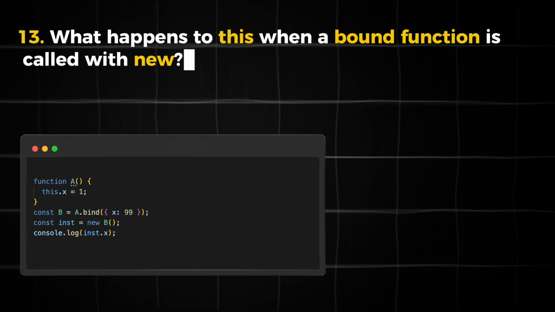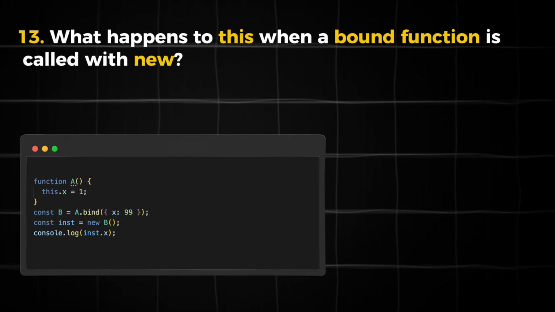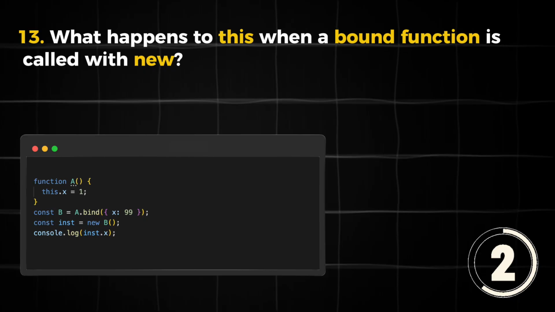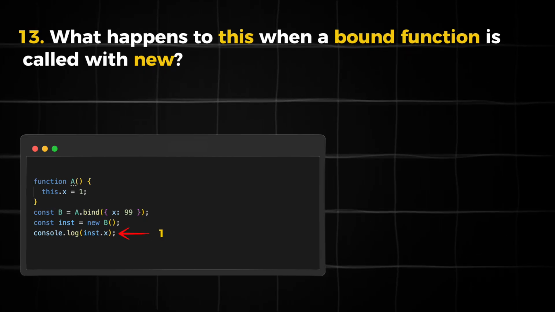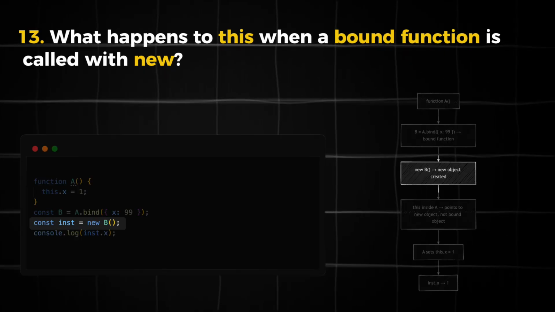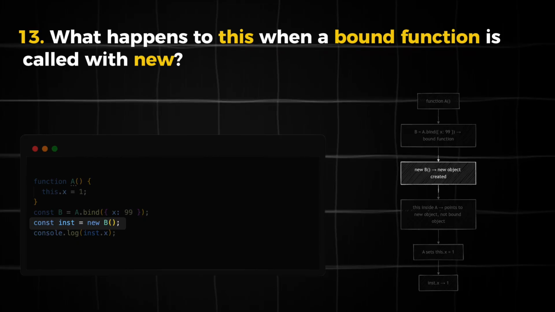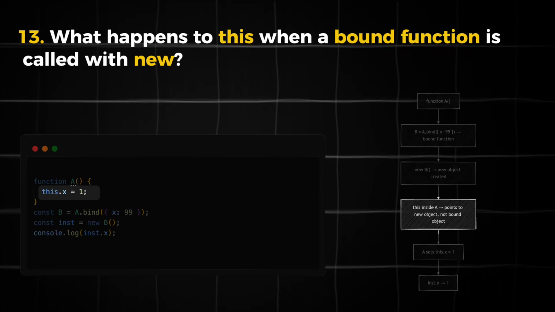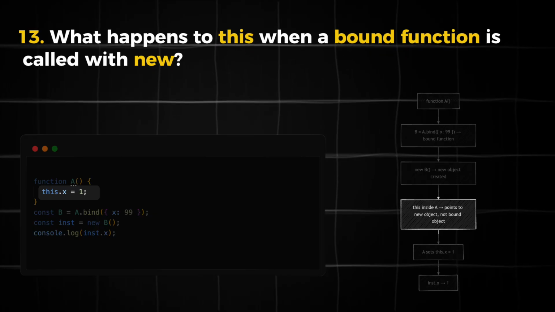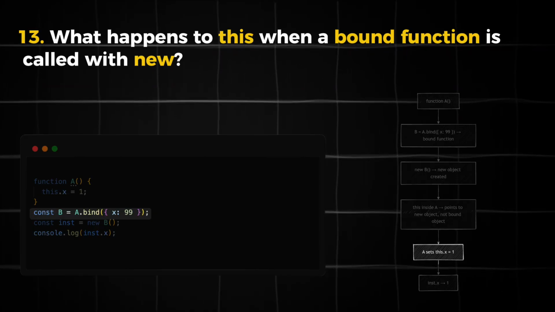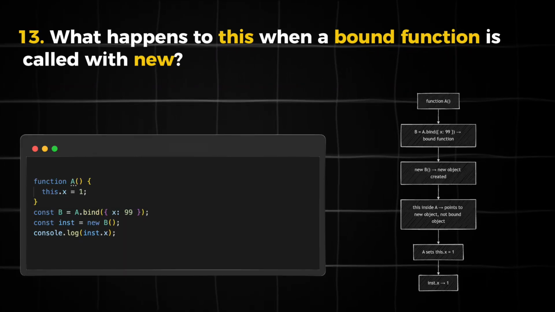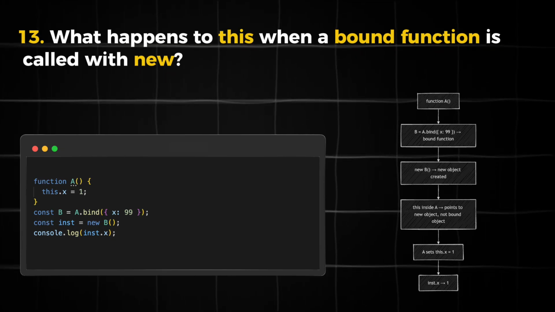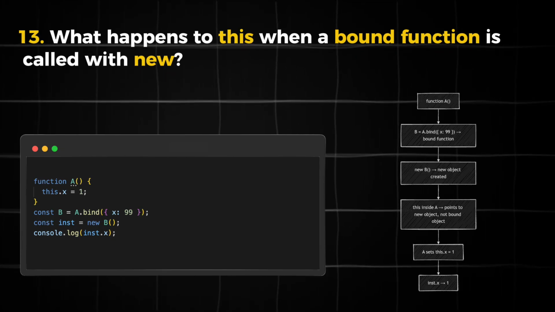Number 13. What happens to this when a bound function is called with new? Instead, x is 1. When you use new on a bound function, a fresh object is created, and this inside the constructor points to that new object. The explicit binding from bind is ignored. So this.x is set by the constructor to 1, and inst.x logs 1.